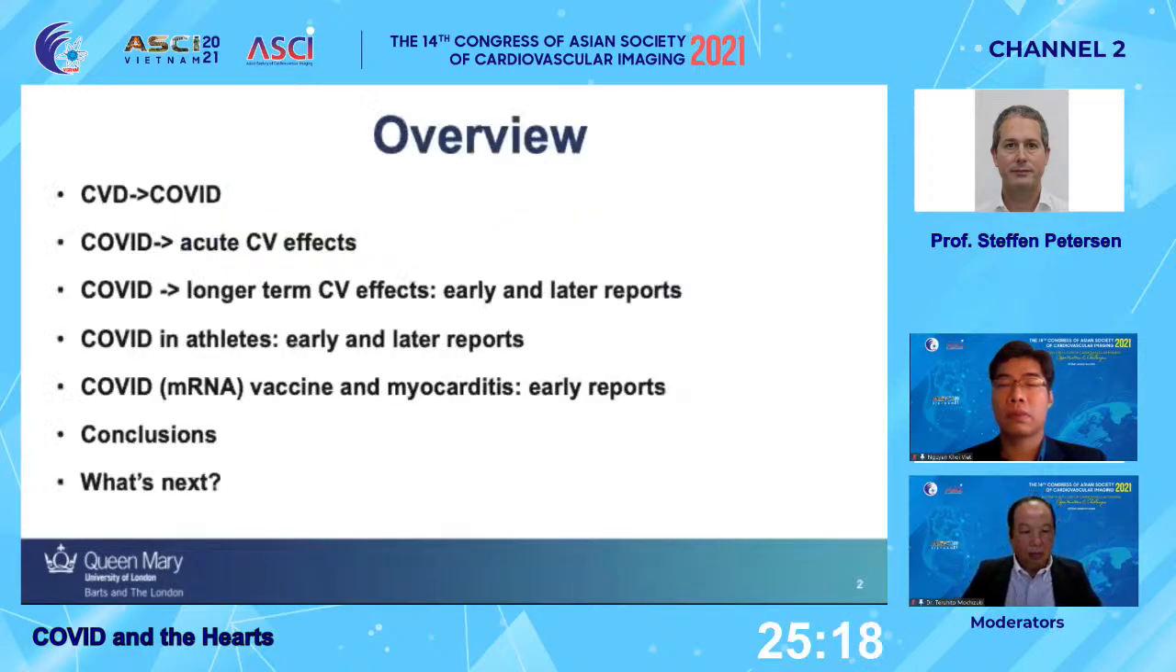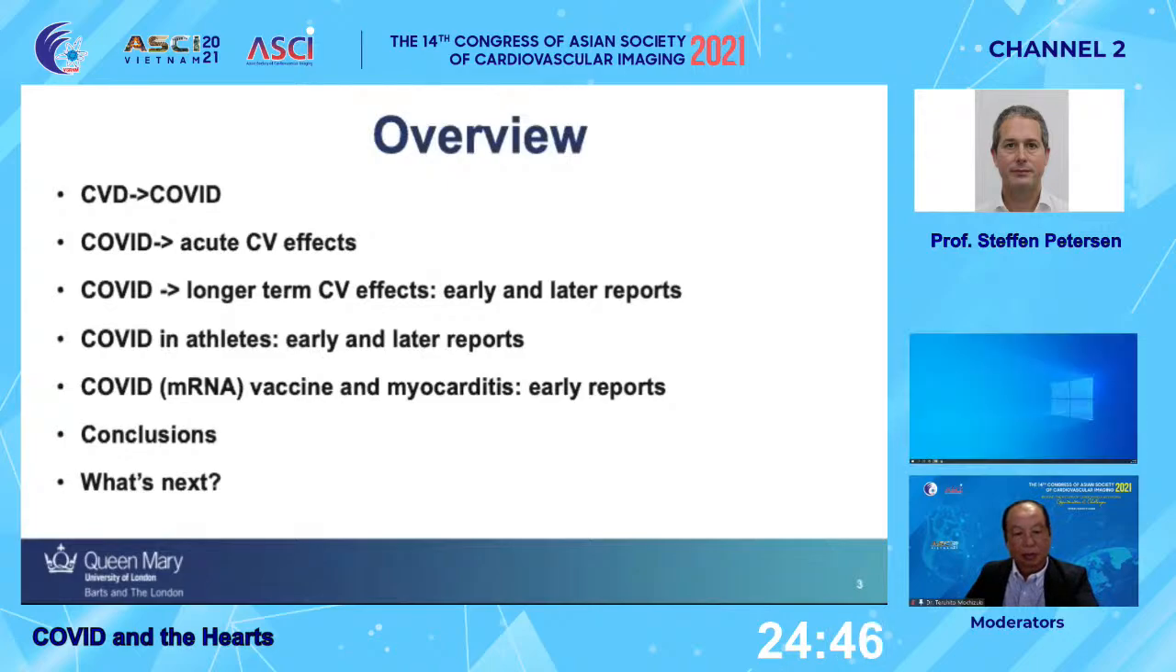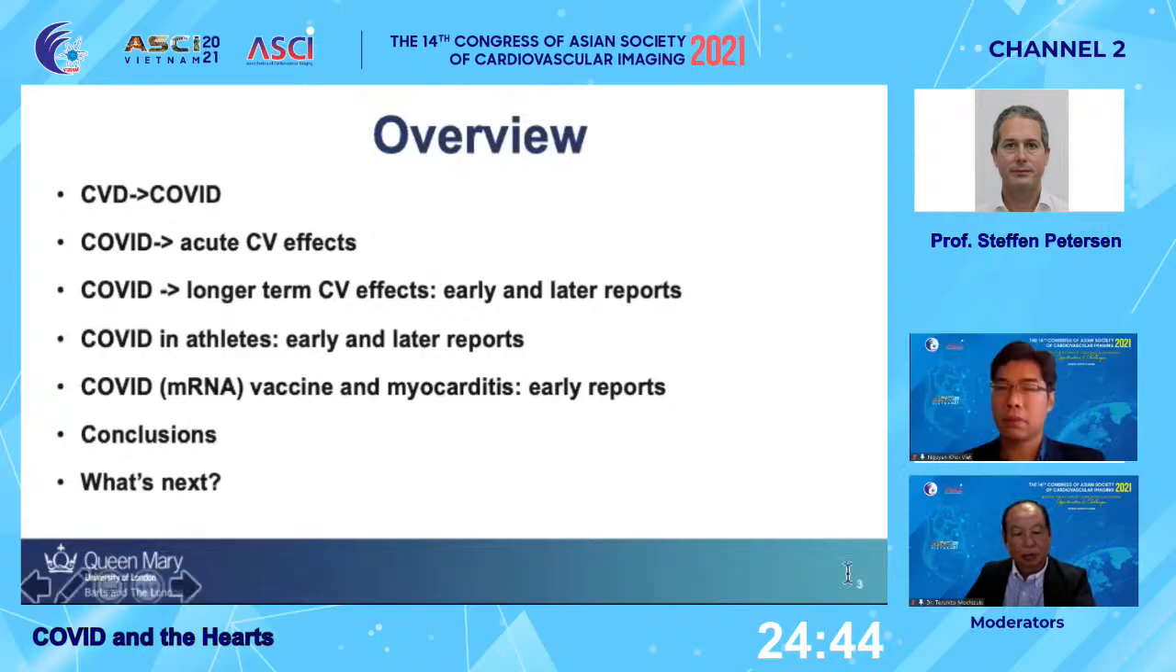I've structured this presentation as follows. I will briefly provide the evidence of the higher risk of patients with cardiovascular disease and risk factors to suffer from severe COVID-19. Then I will cover the topic of links between COVID and acute and longer-term cardiovascular effects. The topic hotly debated is COVID-19 in athletes. Only recently have we heard about myocarditis cases following messenger RNA vaccinations. Following my conclusions, I will provide a glimpse into what is around the corner.